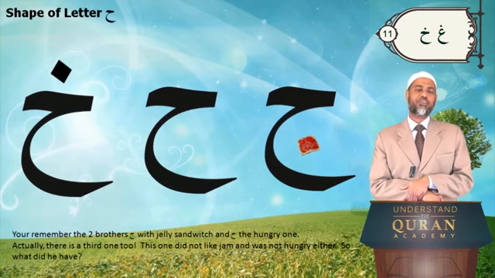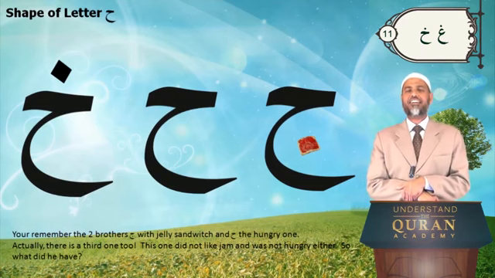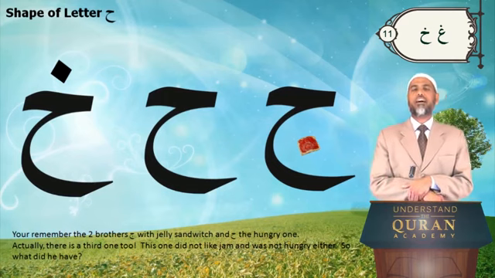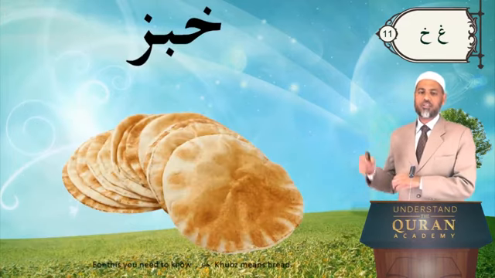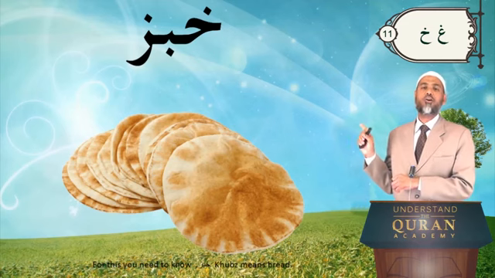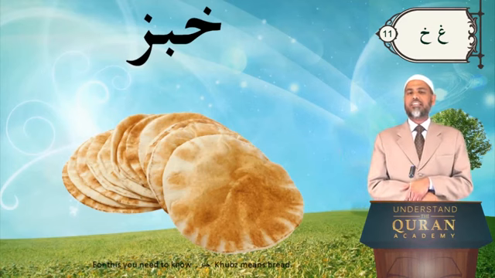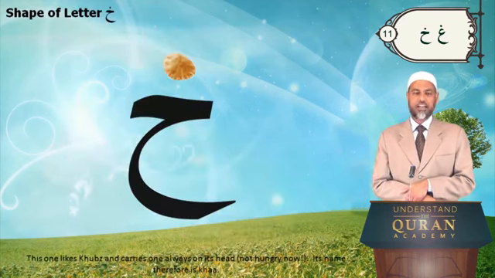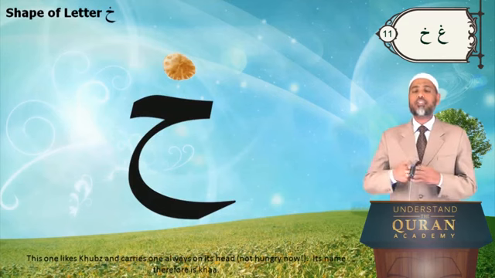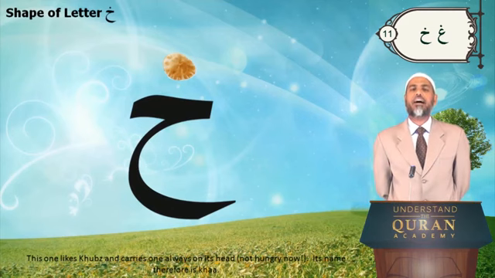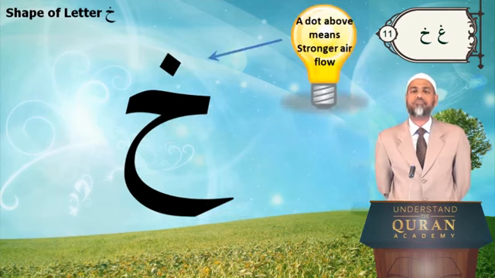Actually, there is a third brother also. This brother did not like jam sandwiches, and of course it didn't eat chili, but it was carrying something else. And what is that something else? Khubz. Khubz is bread. Khubz means bread. Kha comes out from kha. Now, this kha loves bread, and it was not hungry, so it was carrying that khubz on top of its head, and that's why it became kha.